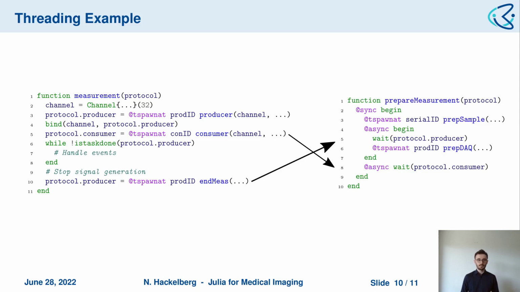And for the next measurement, we might need to move a robot, for example, so we spawn that on a dedicated serial port task. And then we still need to wait for the task from the previous measurement to finish, so that would be the consumer itself. And we need to wait for the previous producer to finish, because this shuts down our repeaters, and only after that has happened, we can start configuring the next measurement.